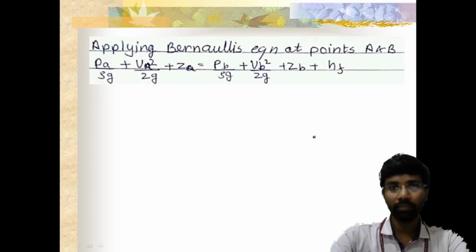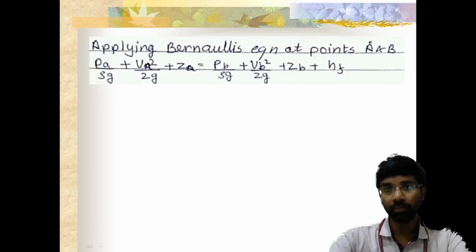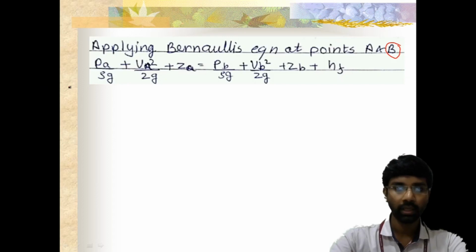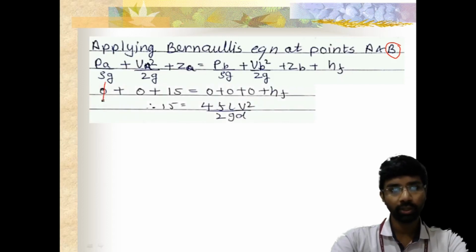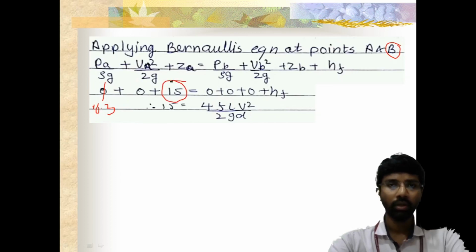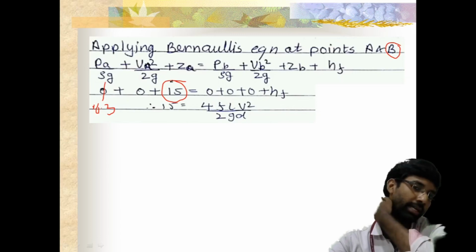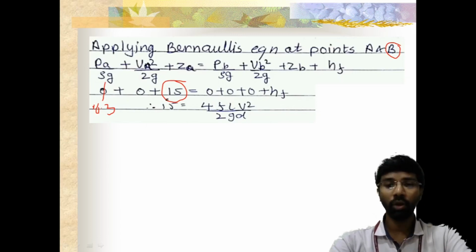Next, now applying Bernoulli's equation between the 2 points A and B. A is at the top level of reservoir A, and B is at the top level of reservoir B. So applying Bernoulli's equation between these 2 points, again the equation is the same. Here it is atmospheric pressure, generally you can write it as 10.3 here. And VA is 0.